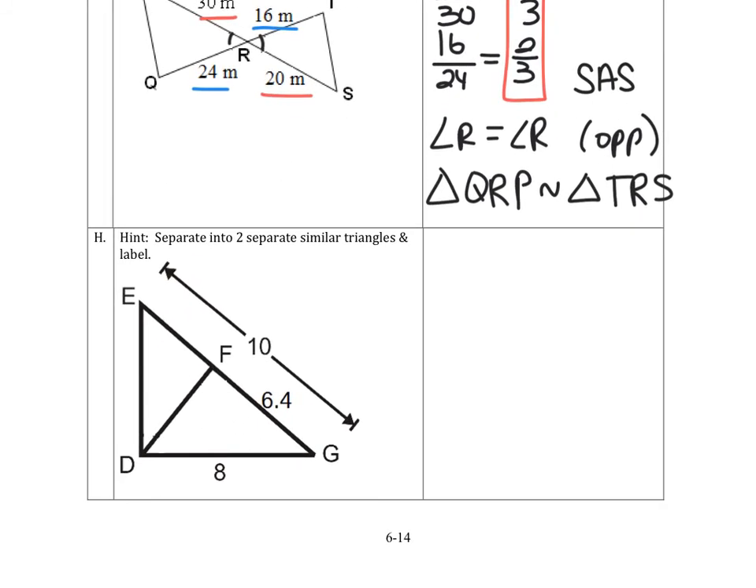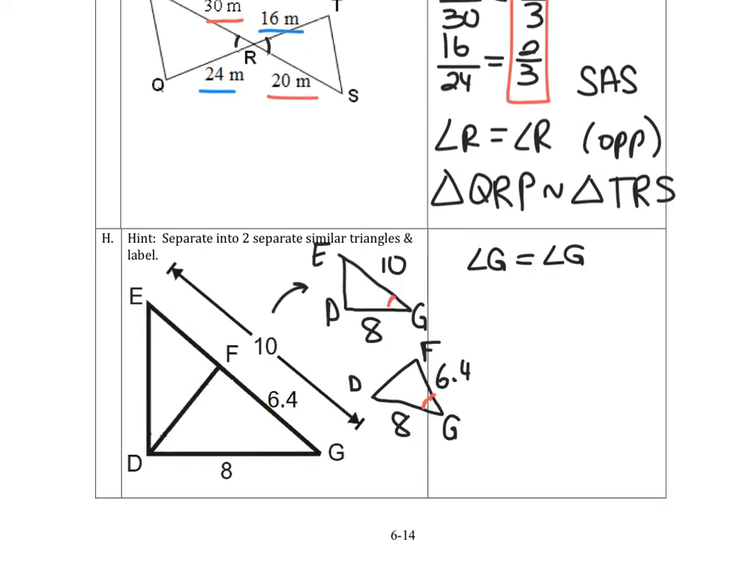Okay, I want you to try H on your own. Try to separate these into the two similar triangles. Maybe you want to redraw them if this is hard to visualize, and then you can try to prove the similarity. Now notice you are given two sides, so this might be a side angle side proof, just because you're not given that third one, so that should help guide you.